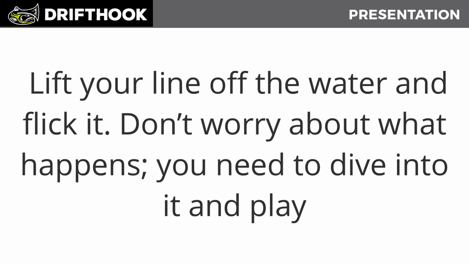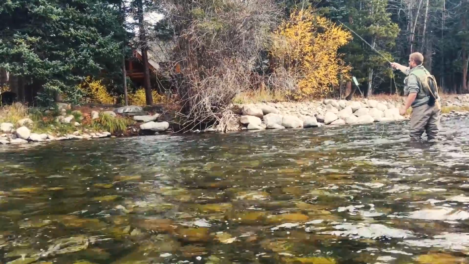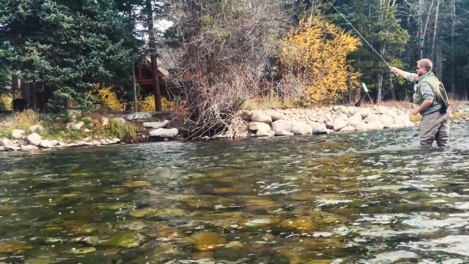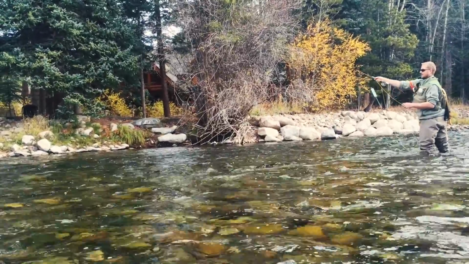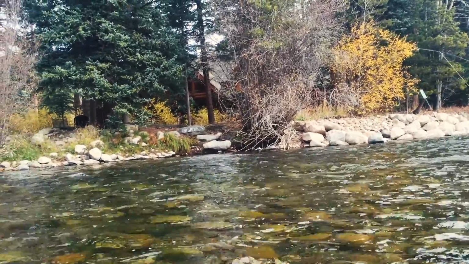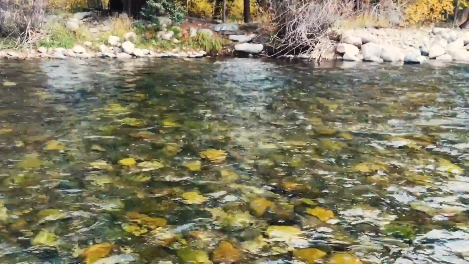You need to dive into it and play with it before you can get an idea of what that line is going to react to. Lift it up, flick it, give it a little twirl, keep an eye on your fly or indicator and see how it reacts. The key is to get the line off the water and create a natural drift for the fly, but at the same time making sure you don't have any slack. So when you do get that hit, you're able to land that monster trout.